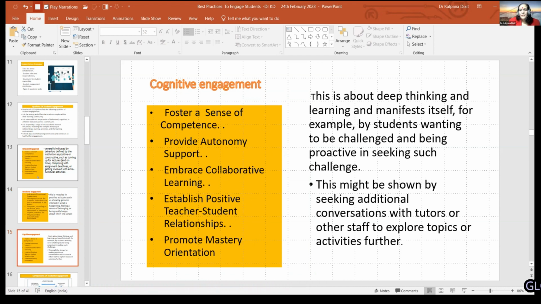And we should develop cognitive engagement. How can we do this? We can provide autonomy and support. We let them complete a task according to their own speed. We let them complete a task of their choice. Either they can do a research project, or they can write an assignment, or they can do some quizzes on that particular content or topic. And we also establish a positive teacher-student relationship.